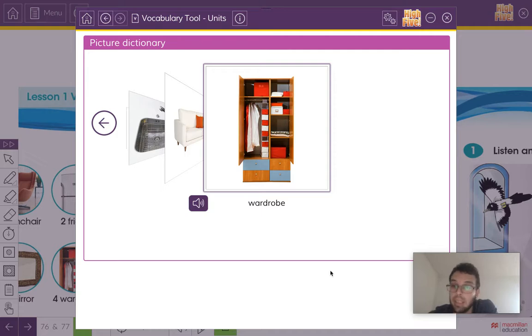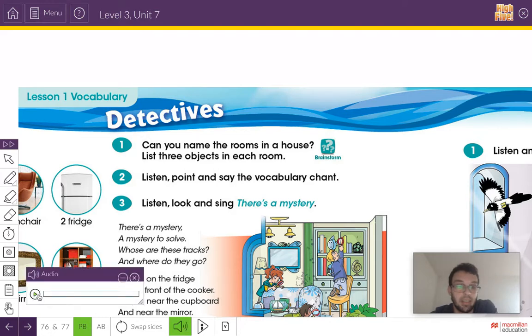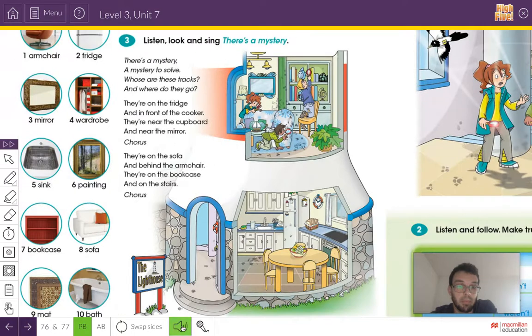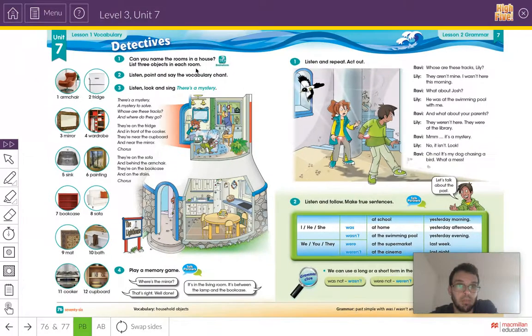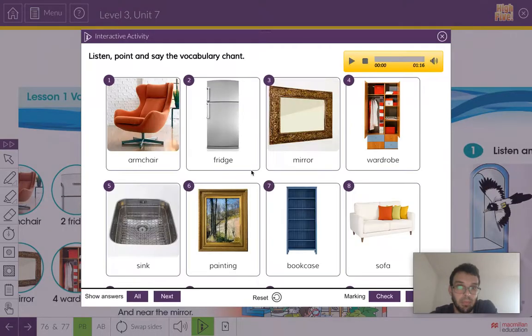Did you repeat all of the words? Very good. So now we're going to listen to a chant, and you have to say the vocabulary with the chant. So let's listen.